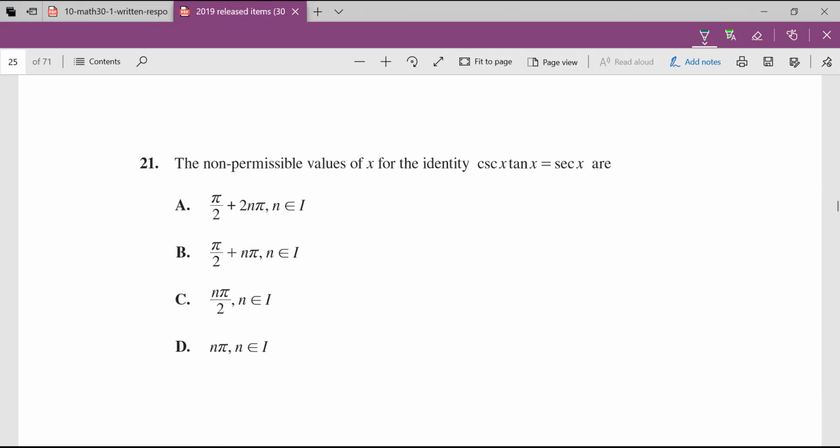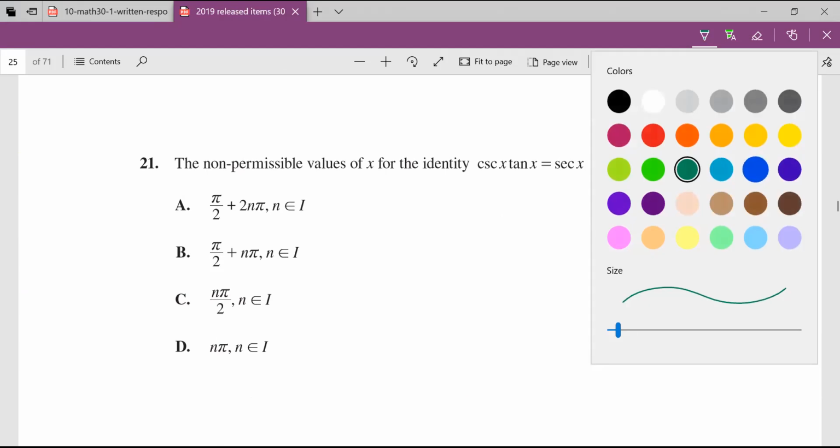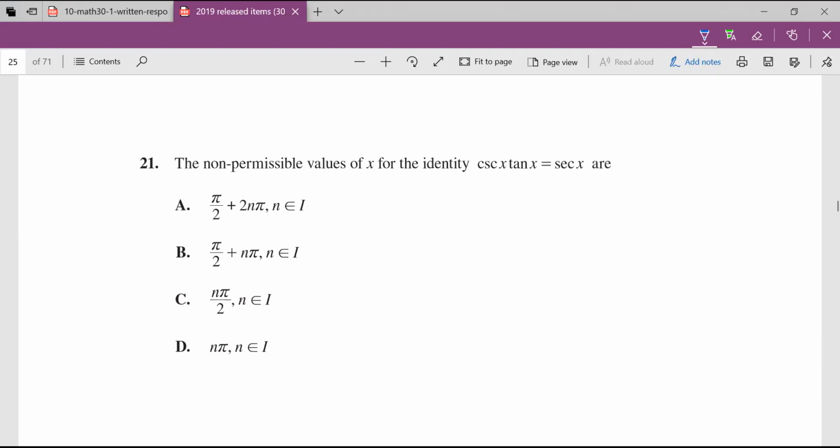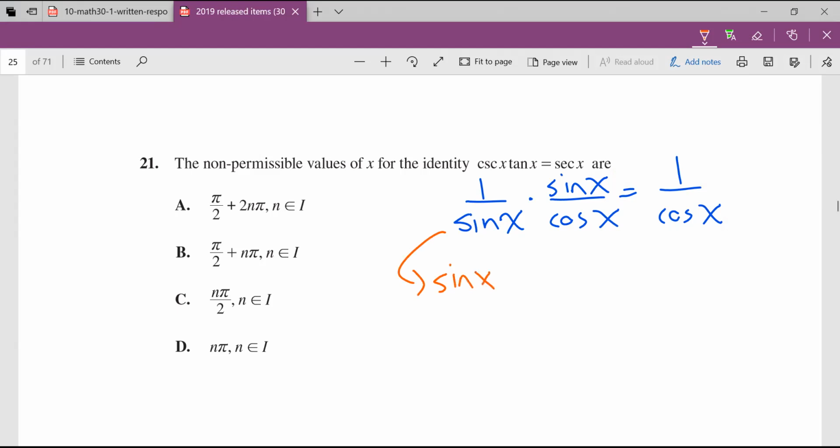All right. Question 21. The non-permissible values of x for the identity. All right. Now, the non-permissible values, that's when we're dividing by 0. So what I'm going to do here is rewrite this identity, this possible identity, I guess, like this. I like to work with coses and sines. Now, make sure for an identity, when you're finding the non-permissible values, you're checking both sides. So I'm going to say sine x can't equal 0.